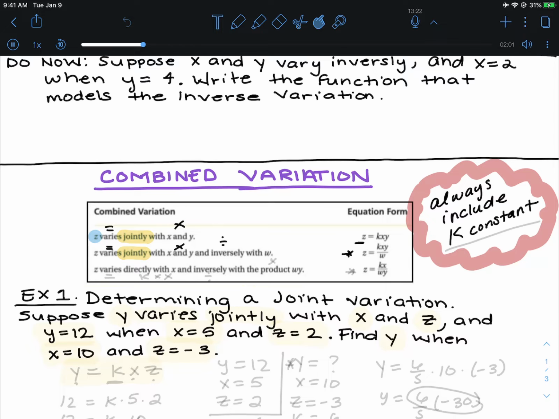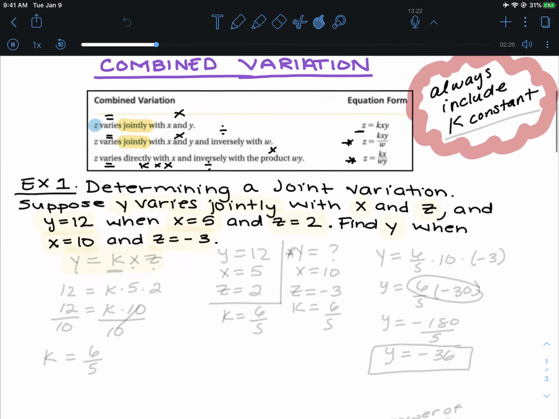So once again, Z varies, so equal sign, directly with X and Y. Directly means to multiply. Directly with X means that K is going to be multiplied with X. So K times X. And then inversely means division with the product of W, Y. Product here means multiplication again, so you multiply the W and the Y in the denominator. And that's how they got that equation. So let's go into today's problem.